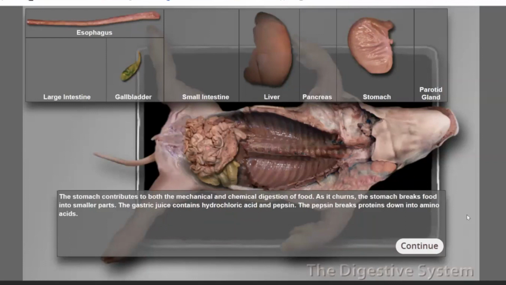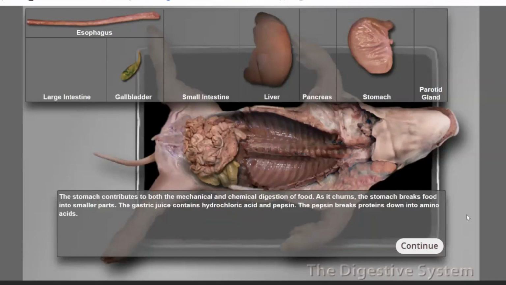And it also is responsible for chemical digestion. So chemical digestion is when stomach acid is secreted by cells in the lining of the stomach, and that acid will chemically break down food. So your stomach does mechanical and chemical digestion.